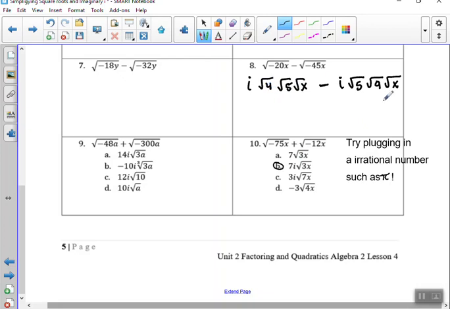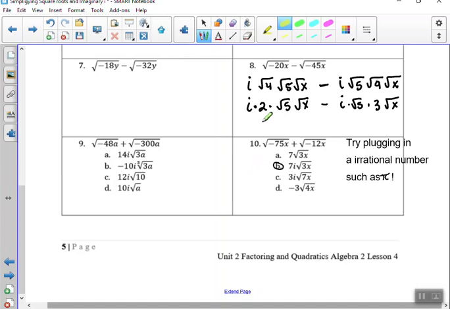Yeah, I can break down the 4, I can break down the 9, but I'm going to leave it like this because it's easier to simplify. What's square root of 4? 2. Multiplication, square root of 5, square root of x, minus, what can I simplify in this term? The 9. So that's i, square root of 5, and what's square root of 9? 3, and then square root of x.